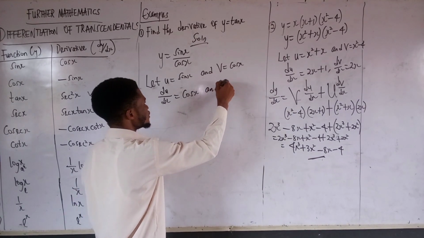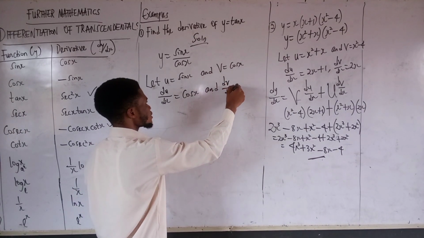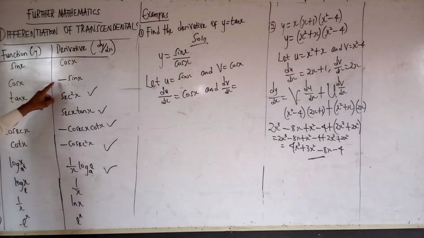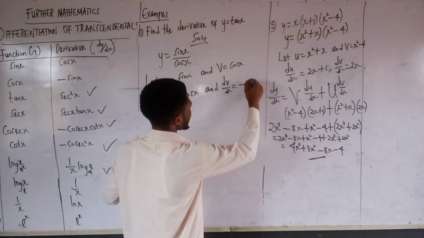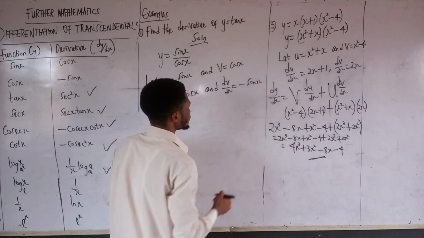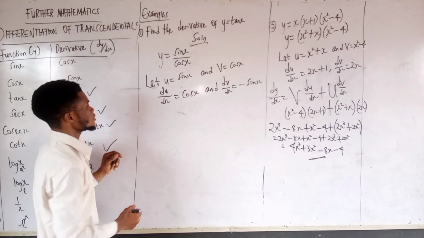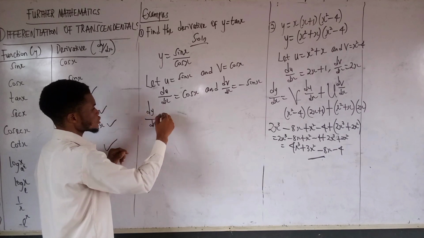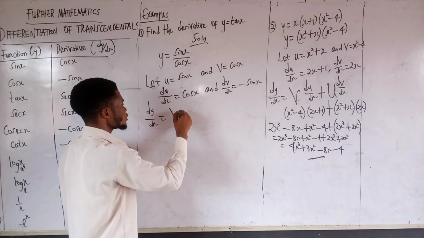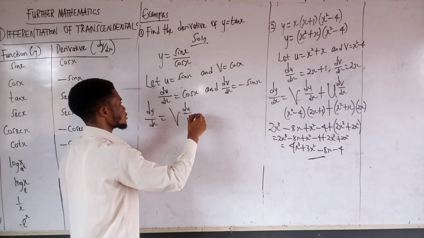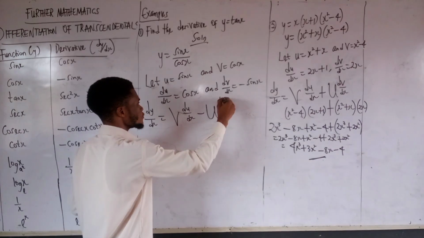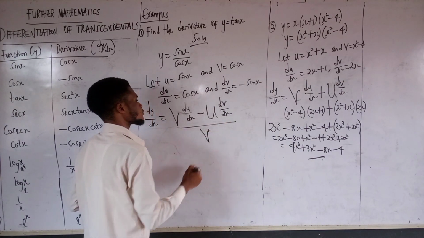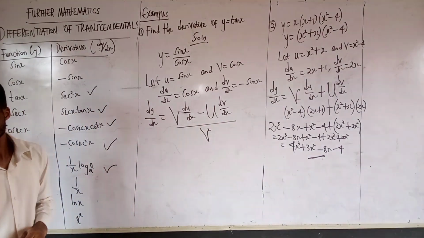Then dv/dx is equal to differentiation of cos x, which is minus sin x. Are we all there? So the next thing after that is to recall that dy/dx from the quotient rule is equal to v du/dx minus u dv/dx, divided by v squared. Are we all there? I hope I'm not too fast.